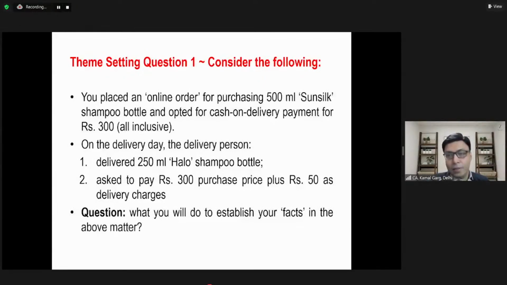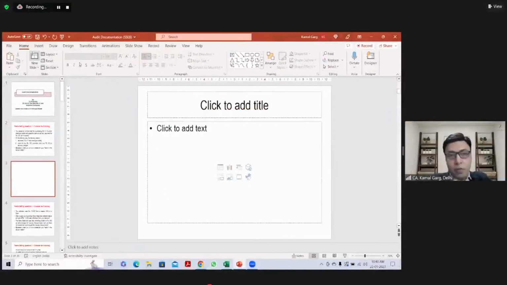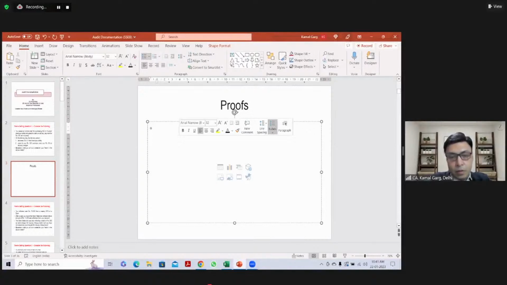Vipulji, any answers? Kamalji, we have a couple of answers pouring in, and the common theme seems to be a copy of the order or screenshot of the order versus the bill. So what you will be doing, if I type it here, how will we prove? I should say, what are the proofs with you? Proofs could be a copy of the order.